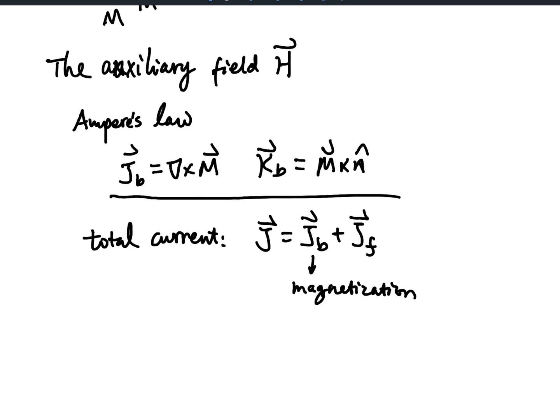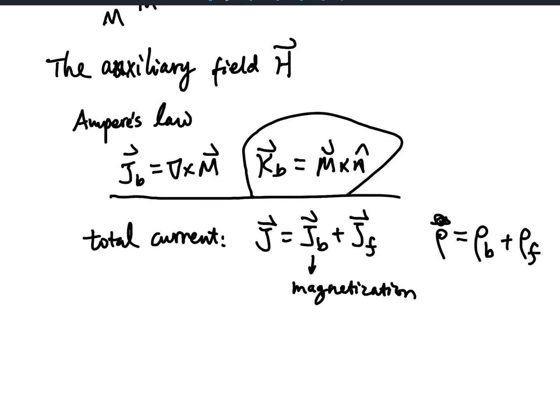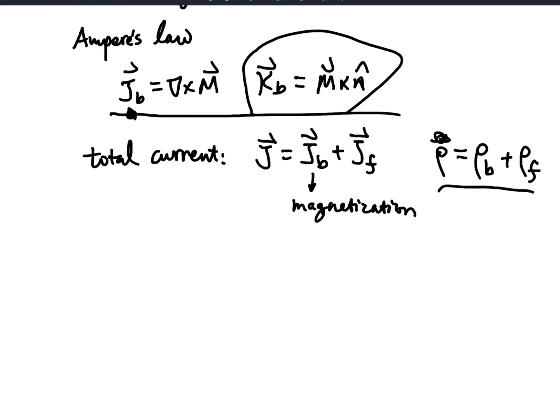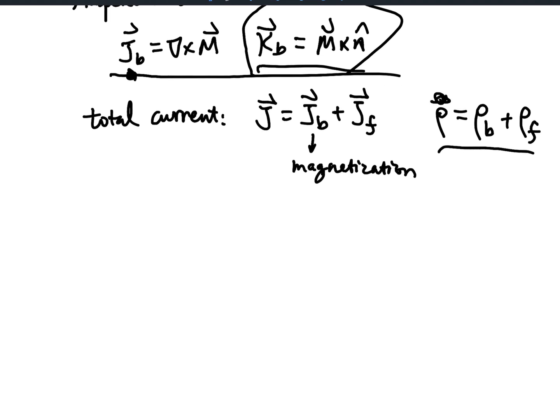If you remember what we did for the charge, we also had rho equals the bound charge plus the free charge. The surface current and surface charge will not show up because, as I described before, you can treat it as a very tiny thickness along the surface where this changes dramatically, so the volume current goes to zero. We don't really need to worry about the surface current.